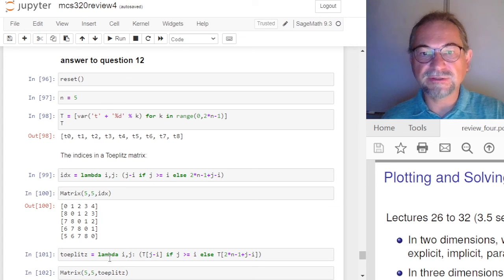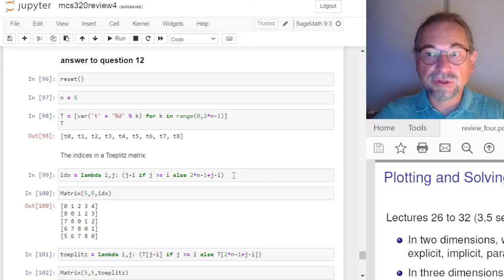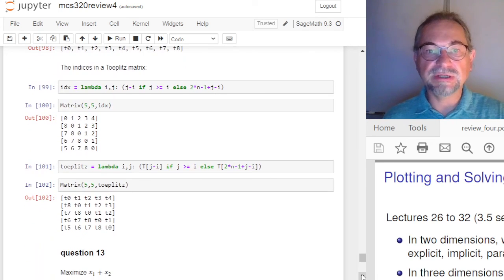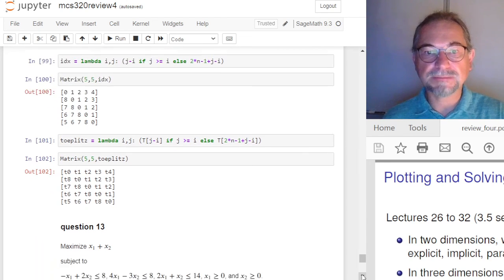And by the way, this is another nice use of the conditional expression. Of course, if you forgot conditional expressions, you can use a regular Python function with an if-else. But the point is that we can define matrices via formulas. So here is how one defines a symbolic matrix.